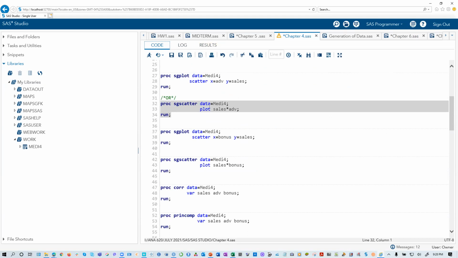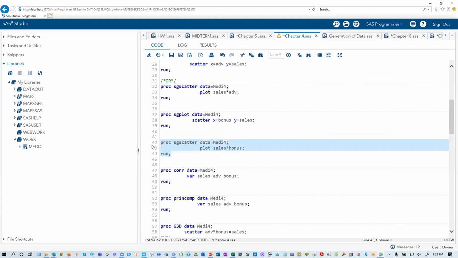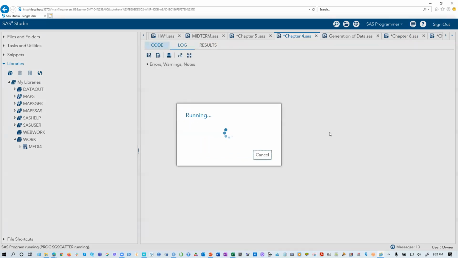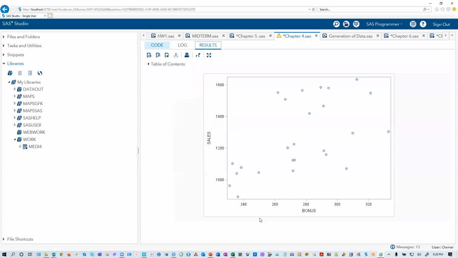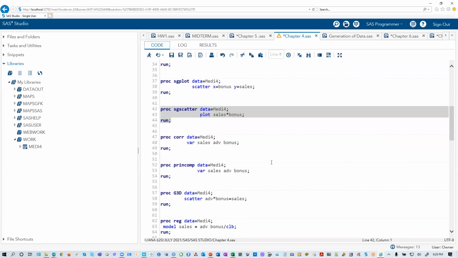So we did that one, sales versus advertising. This one is sales versus bonus. The same thing being done in a different way. The more bonuses given to the salespeople, the more sales they're going to do. It's not consistent, not highly correlated, the points are scattered all over the place. But sometimes you can get some kind of model to explain these variations. Maybe a straight line, maybe something else.